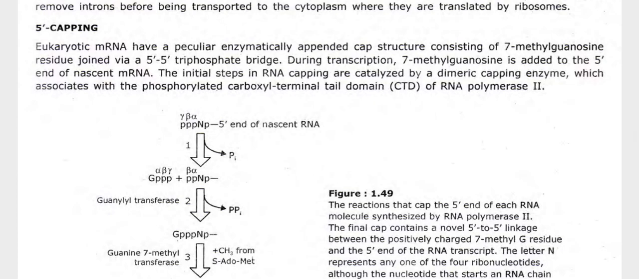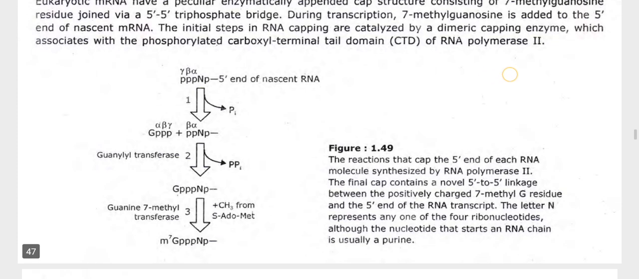5' capping. Eukaryotic mRNA have a peculiar enzymatically dependent cap structure consisting of 7-methyl guanosine residue joined by a 5' triphosphate bridge. During transcription, 7-methyl guanosine is added to the 5' end of nascent mRNA. The initial stages in RNA capping are catalyzed by a dimeric capping enzyme which associates with the phosphorylated carboxyl terminal tail domain, CTD, of the RNA polymerase II.